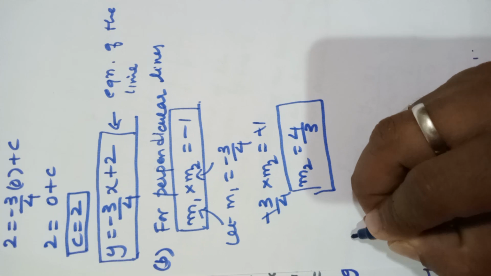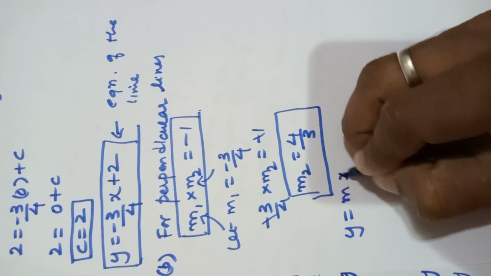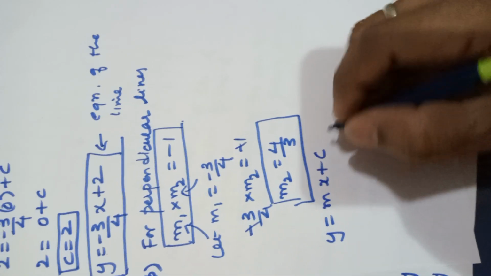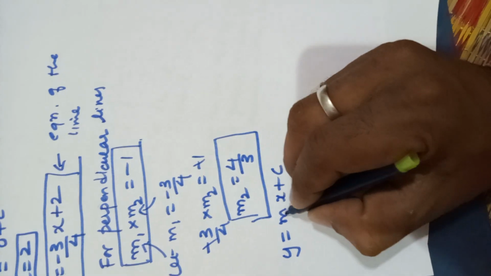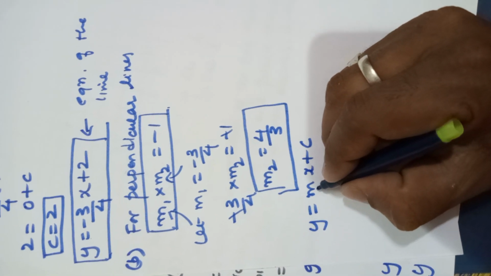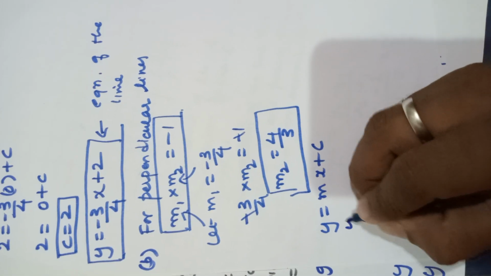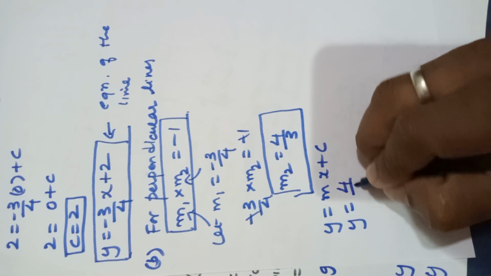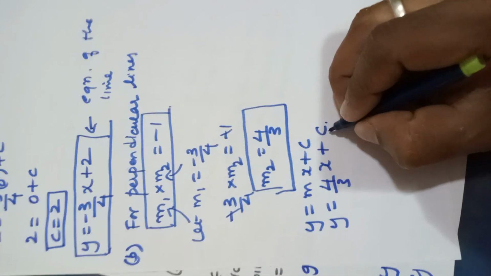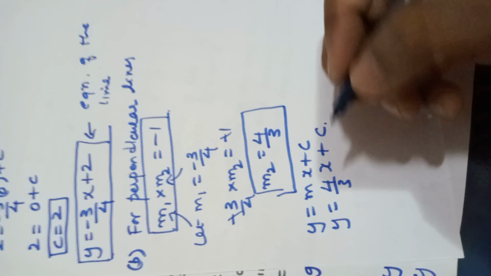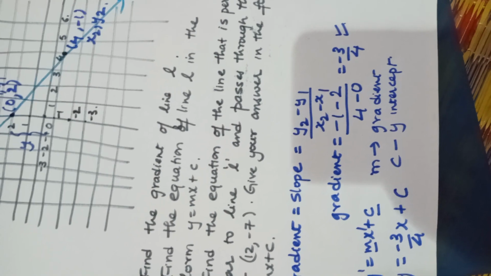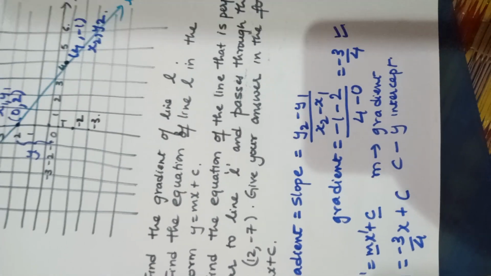Now as you know, any line can be represented in the form of y equals mx plus c. I am using this equation y equals mx plus c to represent the perpendicular line. Because it represents the equation of the perpendicular line, I need to write the gradient of the perpendicular line. What is the gradient of the perpendicular line? It is 4 by 3 x plus c. Now if we find the value of c and substitute here, we will get the answer, that is the equation of the perpendicular line in the form y equals mx plus c.